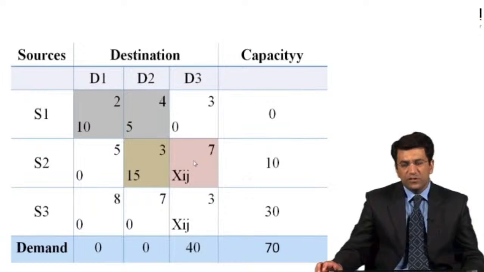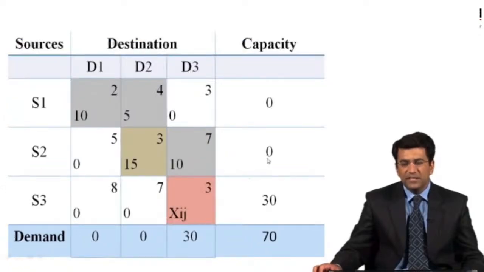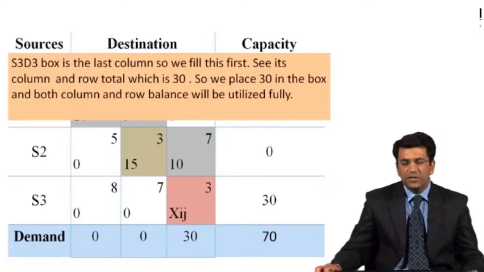Now again we will move towards the west for this particular cell, and we compare the row total, that is 10, with the column total, that is 40. The minimum value is 10, so we will put 10 here, and accordingly we decrease the values in the row total as well as in the column total. So this is the last cell, and if we compare row-wise and column-wise, we have the same value, that is 30, so we will put 30 here.